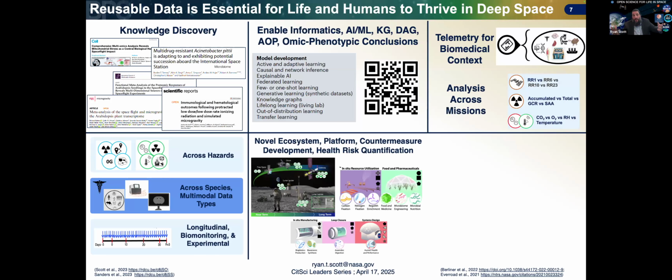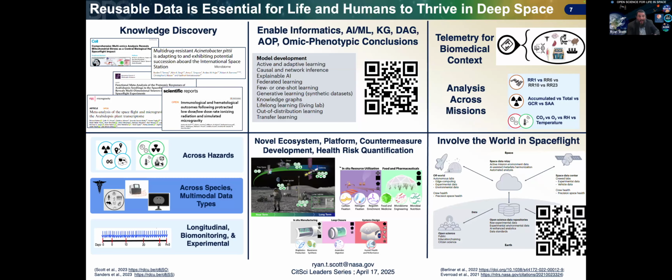There's a number of different commercial payloads and other international space agencies and NASA, of course, that are involved in developing the lunar and future Martian ecosystems and health support platforms and countermeasures that are going to be crucial for life to thrive in space. And I think reusable data is essential. And I think the AWGs are a perfect example to involve the entire world in spaceflight.